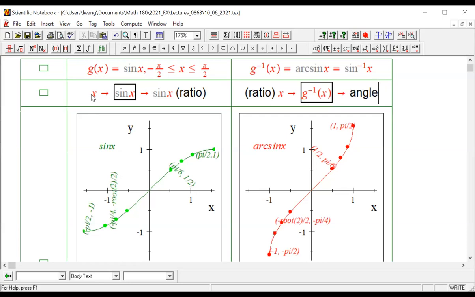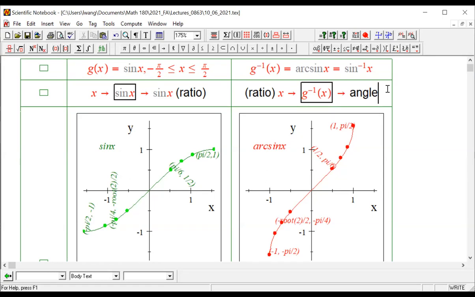So you can see angle, ratio. The G function is from input angle to output ratio. Its inverse is input ratio, output angle. That's the inverse we are talking about. And isn't this consistent with what we have always talked about with inverse functions? It's just a swap of input and output. You guys follow me?